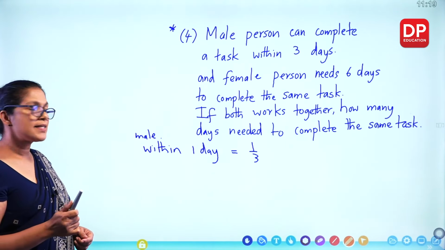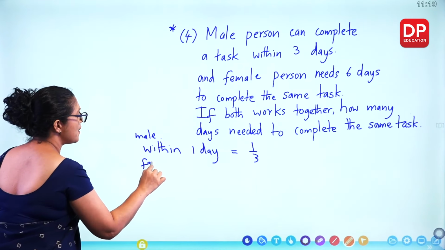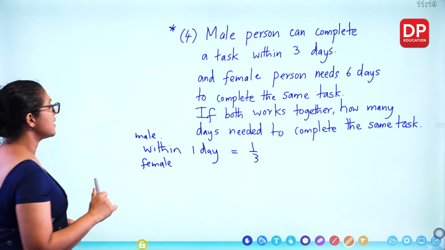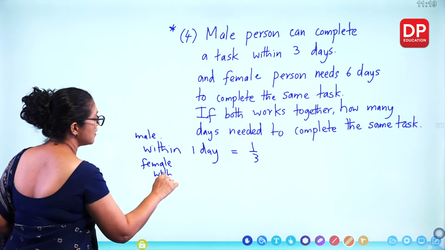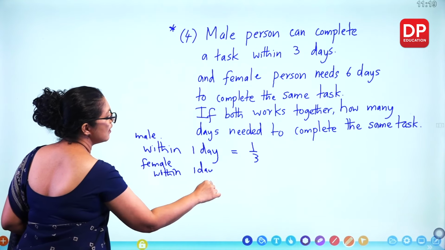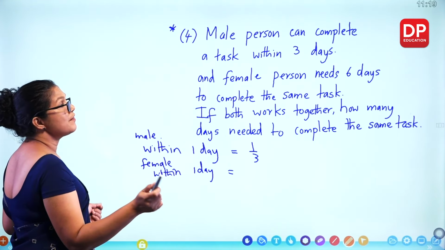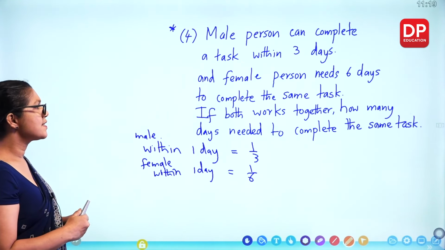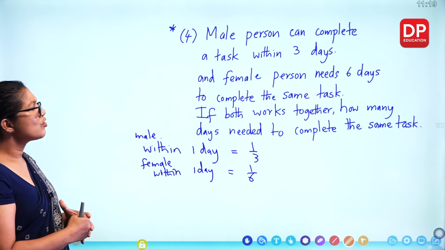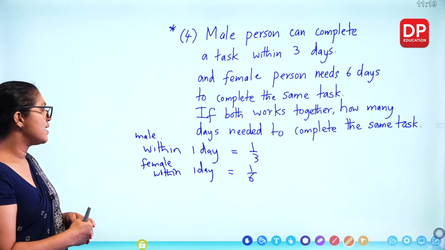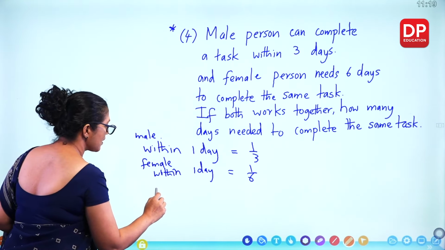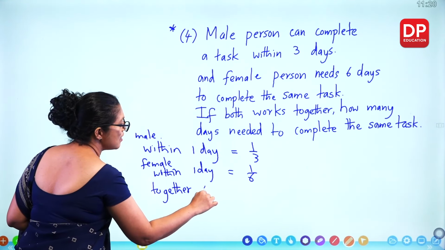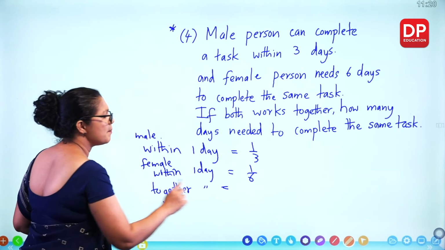Now we look at the female person. So within 1 day, how much work can she complete? Six days to complete the full work. So within 1 day, she can complete 1/6. Now they are working together. If they are working together within 1 day, how much work can they complete?